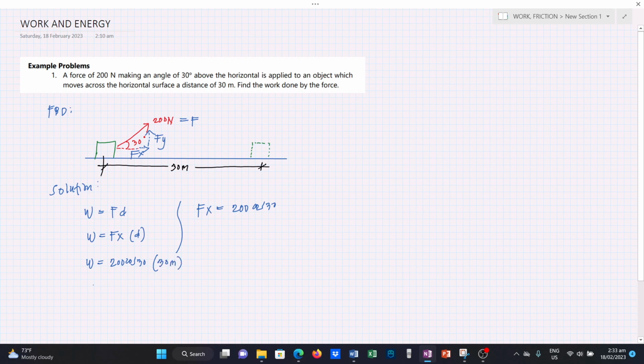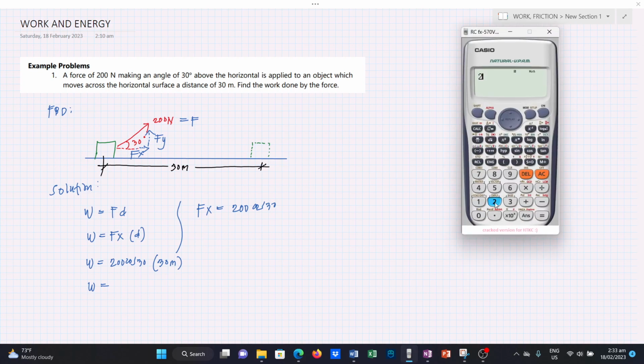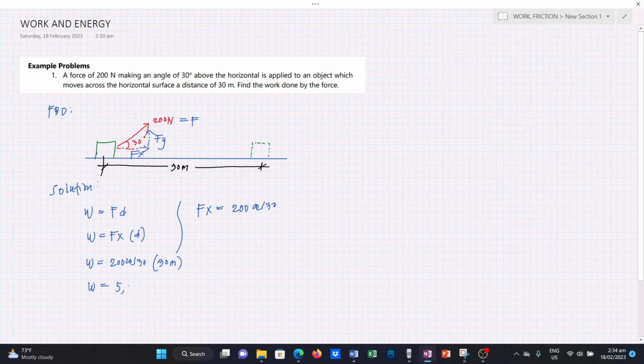So, 30 meters. Kumpitin natin, work is equal to, gamitin natin ang mahiwagang calculator. 200 cosine 30 times 30 is equal to 5,196.15. Ngayon class, ano yung unit niya? Ang unit niya class is force times distance. Force times distance, which is Newton meter.